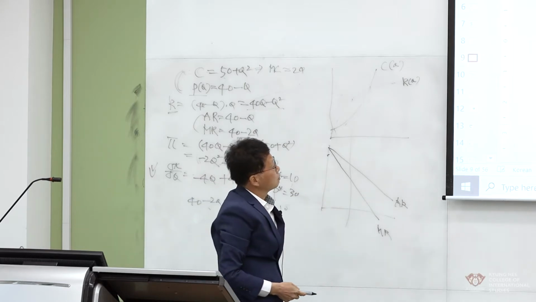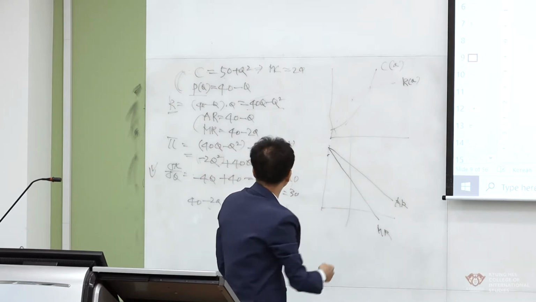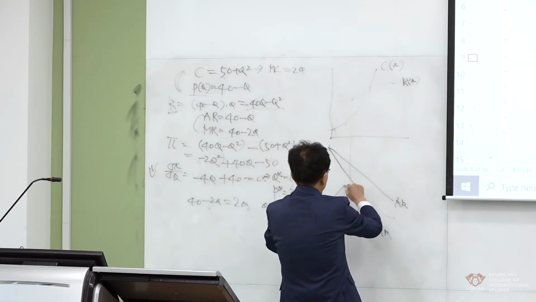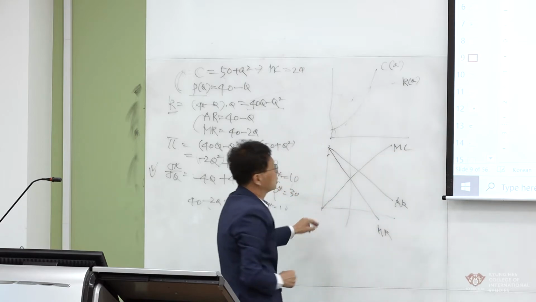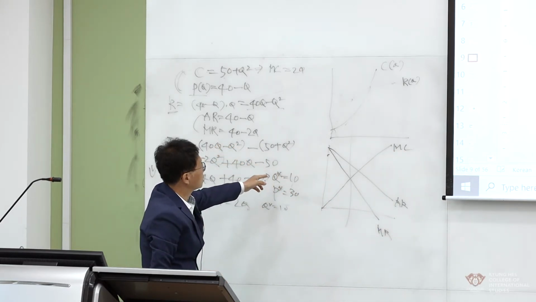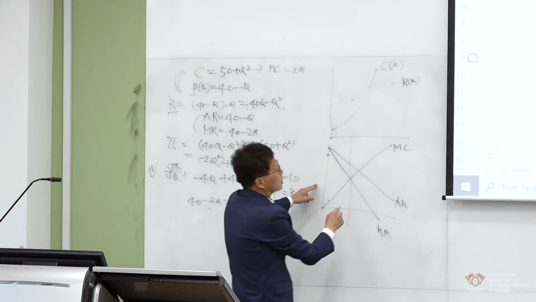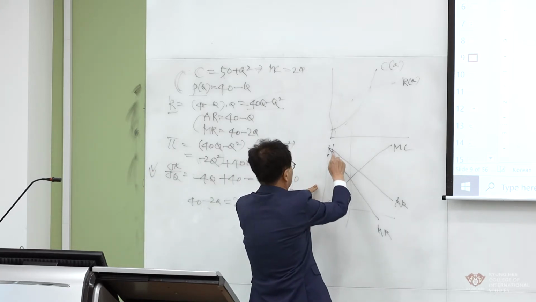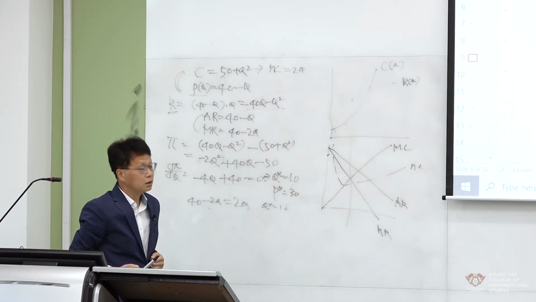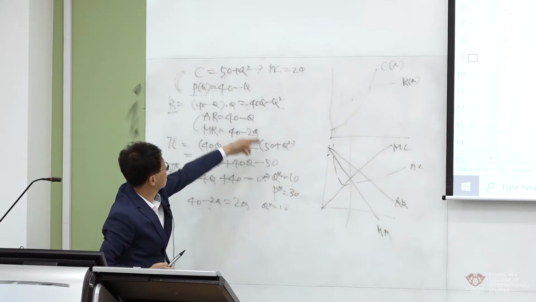And marginal cost is 2Q, so like this. That is the marginal cost curve, right? Also, we can draw the average cost curve. The average cost curve is, for example, like this. That is the average cost curve.